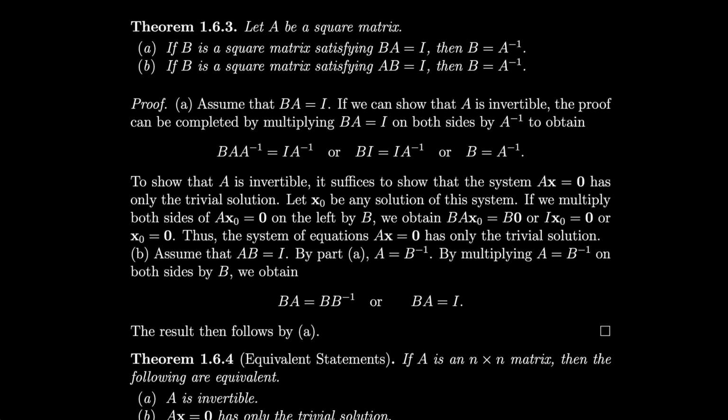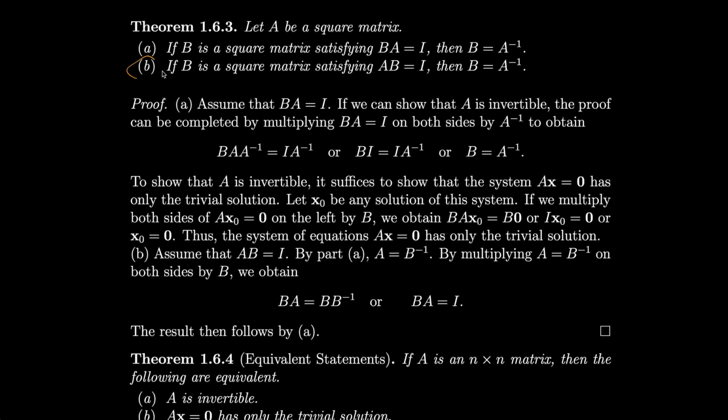If we multiply both sides of AX naught equals 0 on the left by B, then we get BAX naught equals B times the 0 matrix. But we know that BA is the identity. So it's the same as saying that the identity times x naught is the 0 matrix, which is the same as saying x naught is the 0 matrix. So that's a trivial solution. We just determined that the only solution is the trivial solution, so therefore A is invertible.